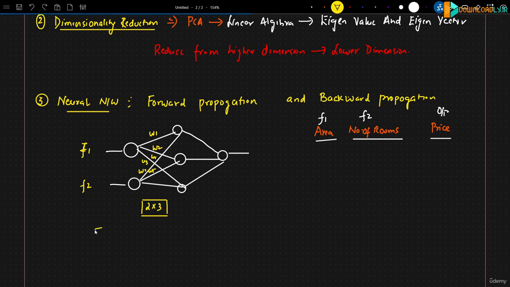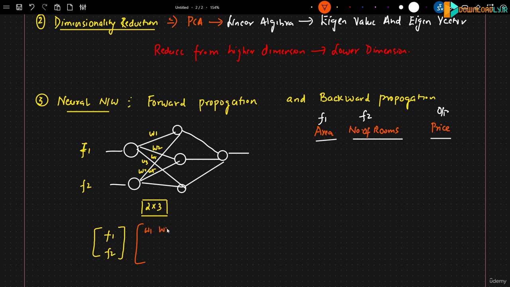Let's say my input is F1 and F2. Since I have 3 hidden neurons, my weights will be W1, W2, W3, and then similarly W4, W5, W6. In this scenario, the next operation you specifically have is matrix multiplication. You have to multiply these inputs with these weights. So here also extensive matrix multiplication will be required.